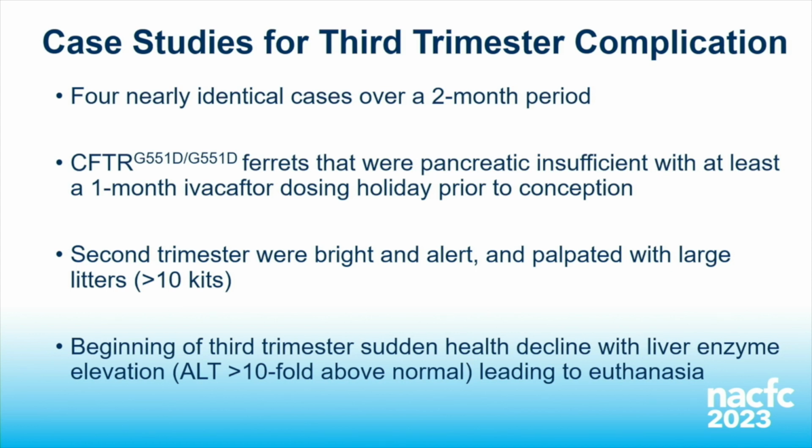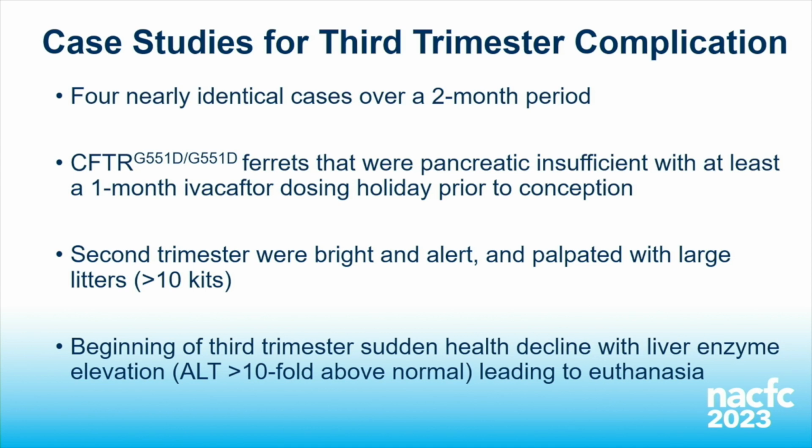Again, these are CF ferrets. They're pancreatic insufficient. They've had about a 1-month holiday, or more than a 1-month holiday, from ivacaftor, so their pancreas is gone, their GI tract is not functioning properly. All of your CF disease phenotypes are kicking in. And the second trimester, everything was going great. They're back on ivacaftor. They're on soft food with pancreatic enzyme supplementation.